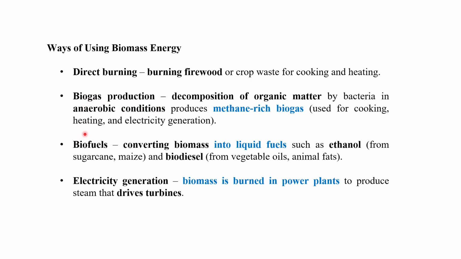Next application of biomass energy is biofuels. That means we can convert biomass into liquid fuels such as ethanol from sugarcane or maize, and biodiesel can also be obtained from vegetable oils and animal fats. For electricity generation, biomass is burnt in power plants to produce steam that drives the turbines to generate electricity. So these are the ways which can be used for energy purposes.